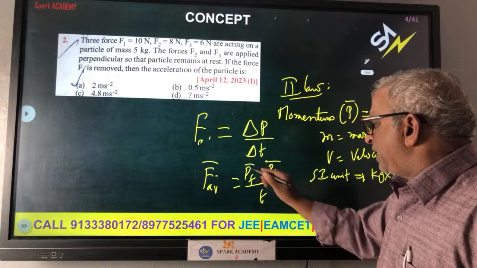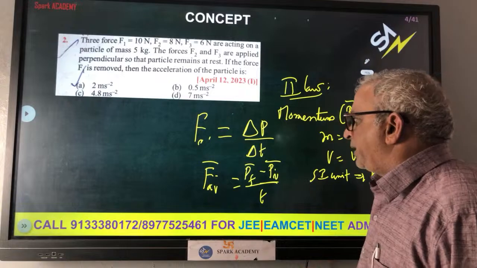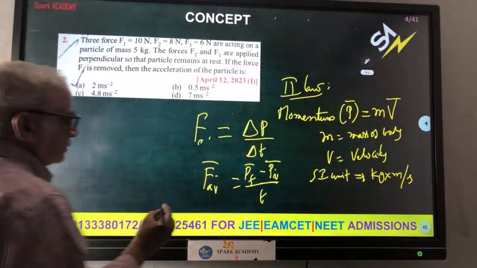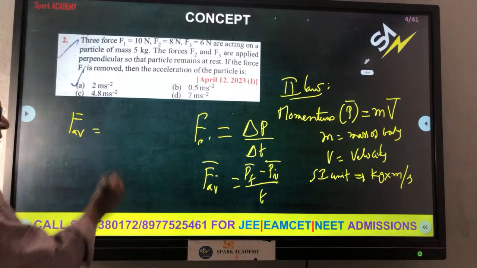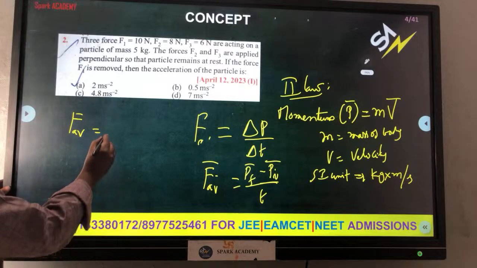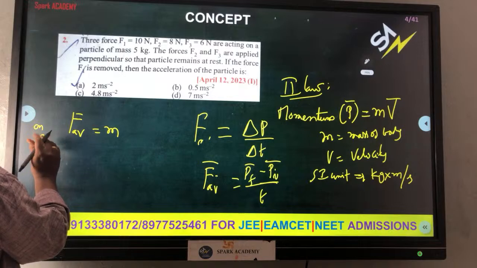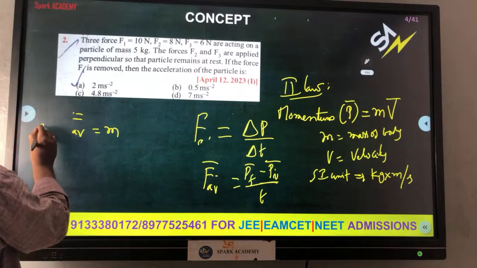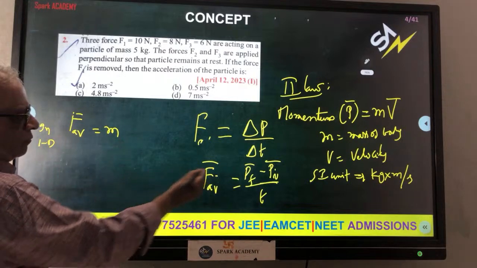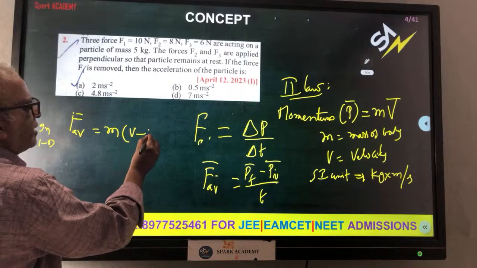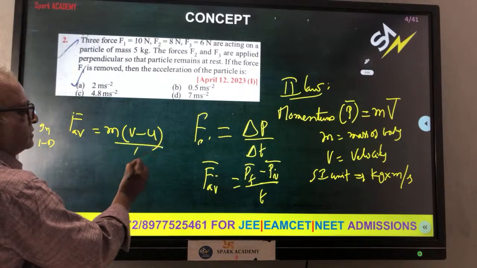For example, one-dimensional motion, no problem. The problem can easily be done with final momentum and initial momentum. Similarly, this is the main formula when you take force, but every aspect you should remember. So P final minus P initial. Let us say we take 1D motion. In 1D, average force is nothing but final momentum, m into v, minus initial momentum, m into u. I am not taking bars now. The problem comes as m into v minus u by t.